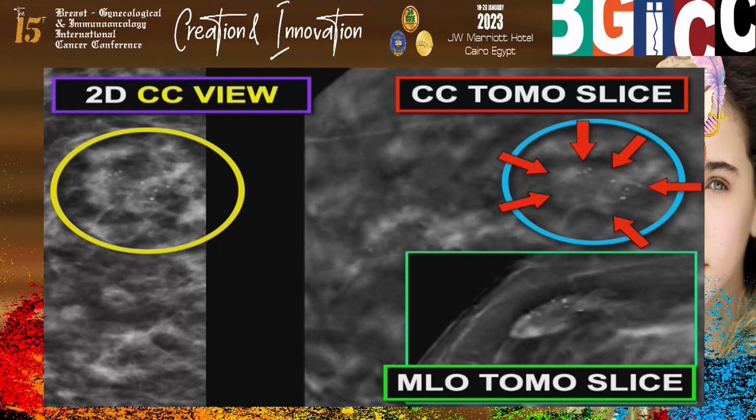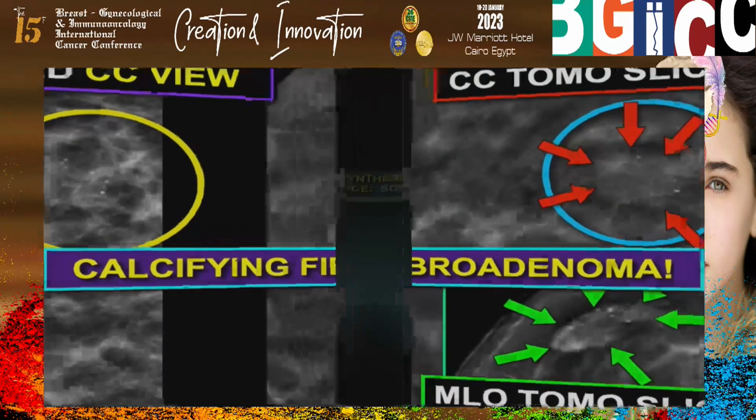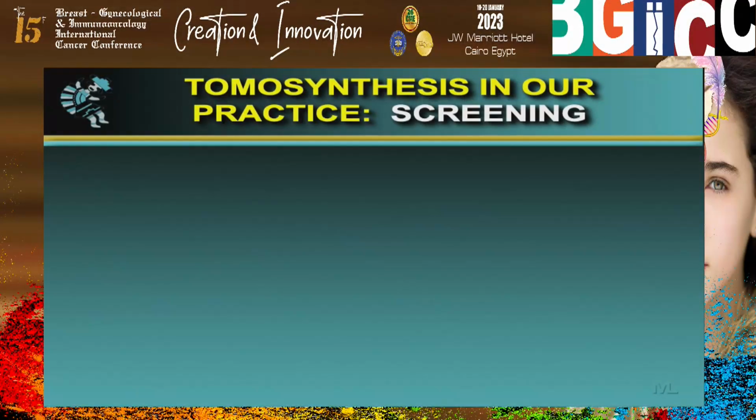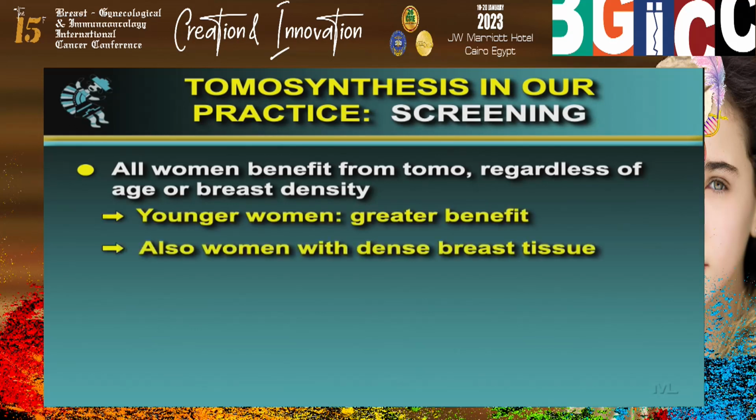They're all contained within it, and what it is, it's got to be a fibroadenoma. Totally benign, does not need a further workup because we can see it has features of a benign fibroadenoma. Now, for screening, all women benefit from tomosynthesis, but younger women have the greatest benefit because they have the densest breast, as you know. So those are the ones that we are going to see the most benefit from.